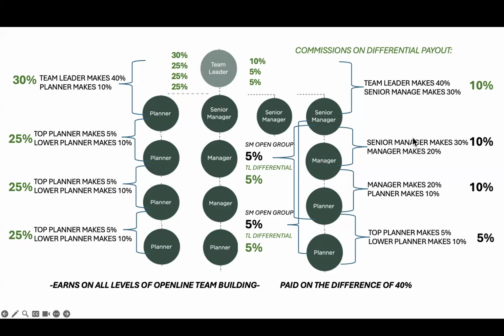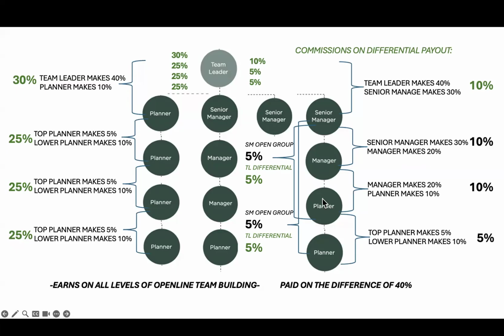The senior manager makes 30% and the manager makes 20%. So the differential payout among the two is what? 10%. So the senior manager took 10% on his level 1 differential payout. But because there are no other senior managers on his level 3 and 4, the level 3 planner and the level 4 planner is ultimately the SM open group of the 5%.